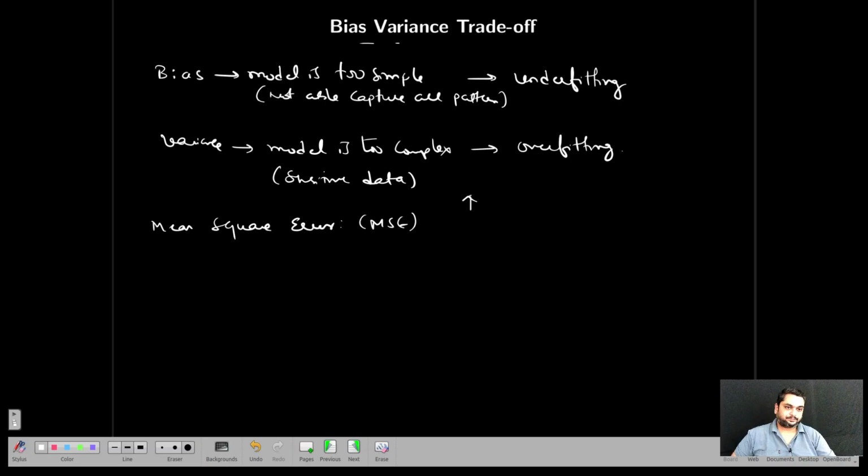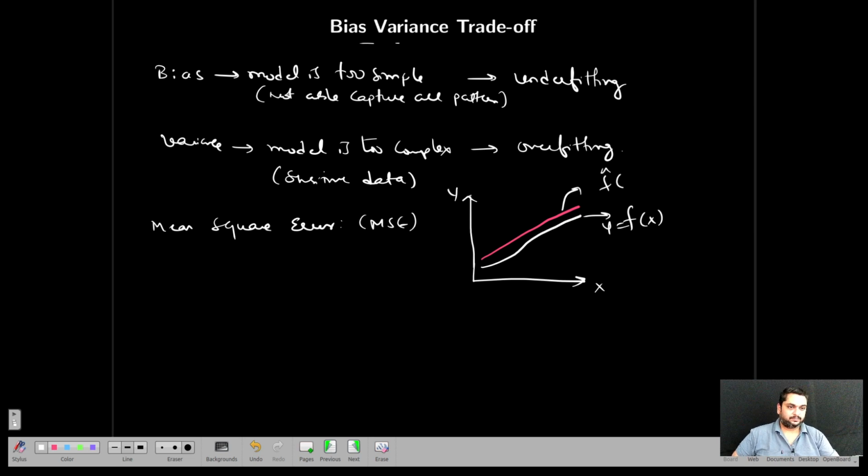Just say this is my actual true value, and say this is my predicted value. So this is my y, this is my x. This is my actual, say y equal to f of x, the true value. This is my estimate, so I estimate and find this predicted value. So now I will calculate the MSE.